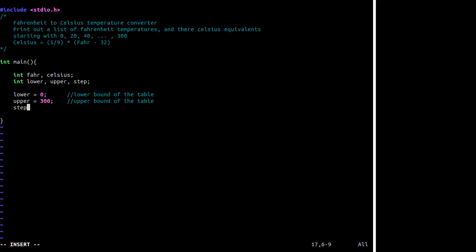You might be wondering what step is going to be. It's going to be 20, and that should make sense because this is the interval of the table, right? Because we're going to do 0, and then 20, and then 40. So we want to go up by 20 each time. So it's good to have that in a variable so that we don't have to magic number hard code the value 20 in there.